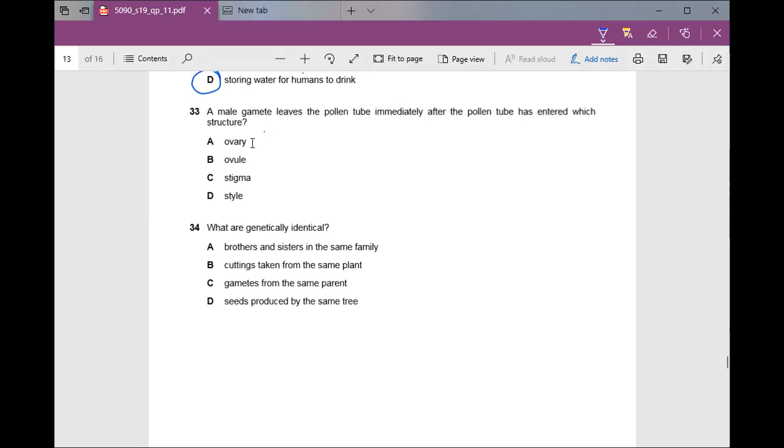Number 33: a male gamete leaves the pollen grain immediately after the pollen tube has entered which structure? Just for example, stigma, style, and ovary are there. When the pollen tube is formed, at that time the gamete leaves immediately after the pollen tube enters into which structure? The ovule is there, in the ovary, and the gamete leaves the pollen tube.